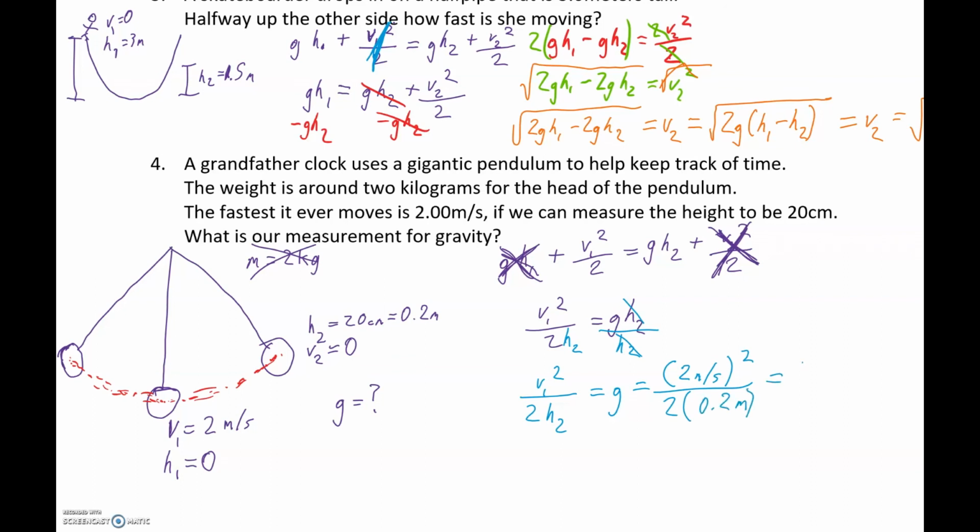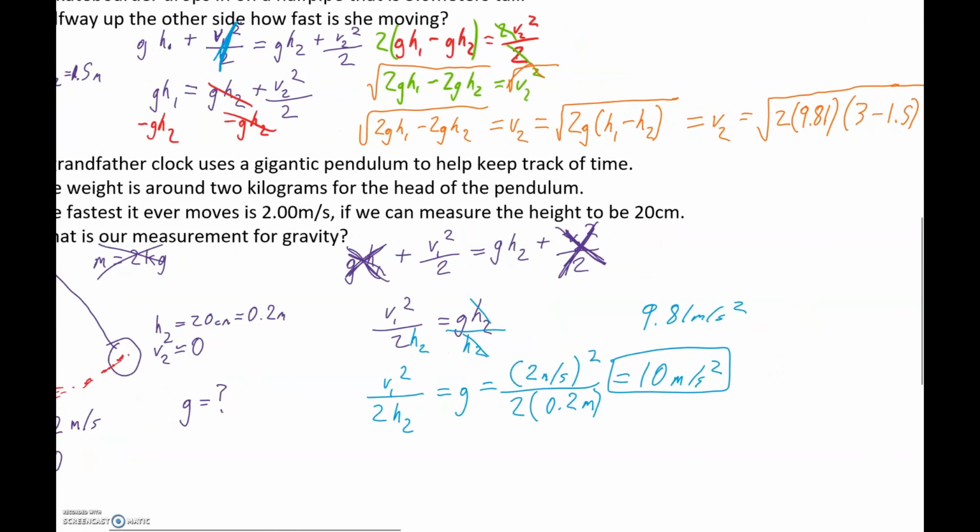And if you plug all that into your calculator, you get 10 meters per second squared for gravity, which is close to our 9.81 meters per second squared. So within error, that is about right. Measurements could be taken wrong, friction, all sorts of stuff. Right? But close enough to our measurement for gravity.